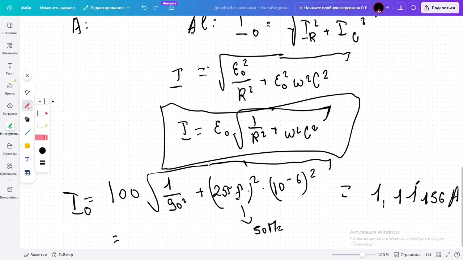Using phasors helped me recognize the phase shift pattern and solve this problem. So that's it for today. Thank you for watching.